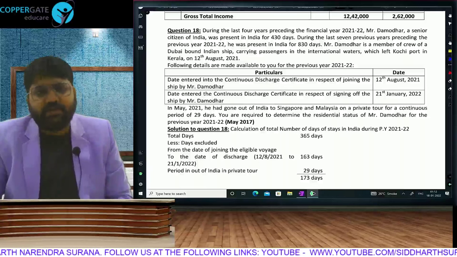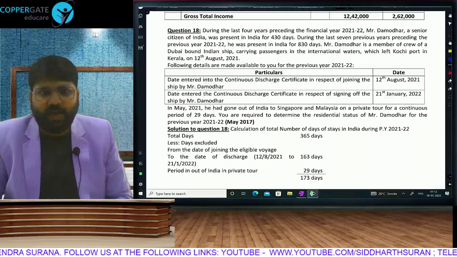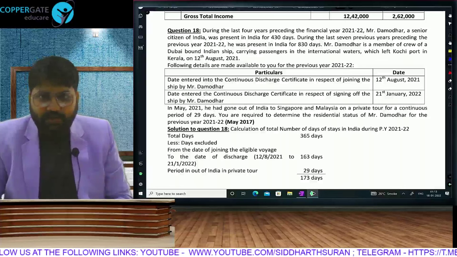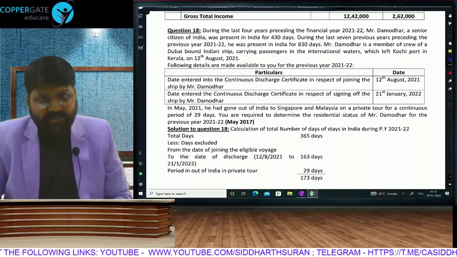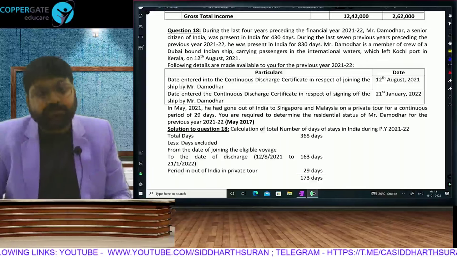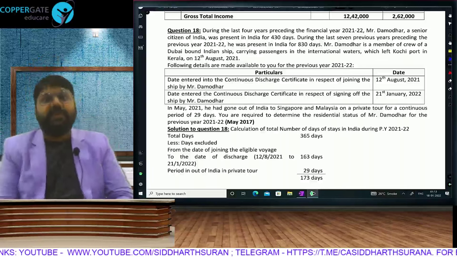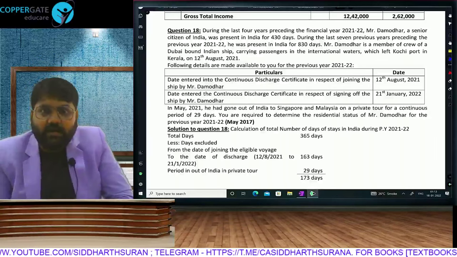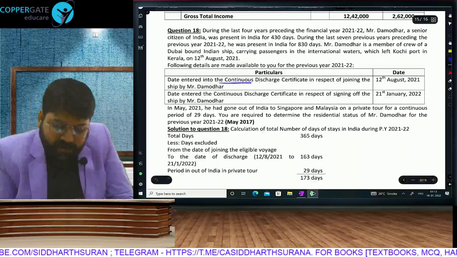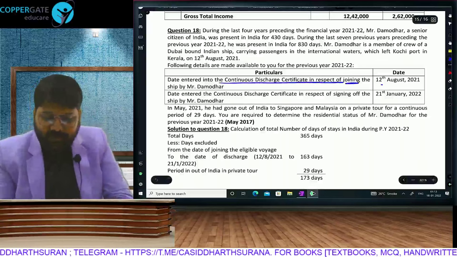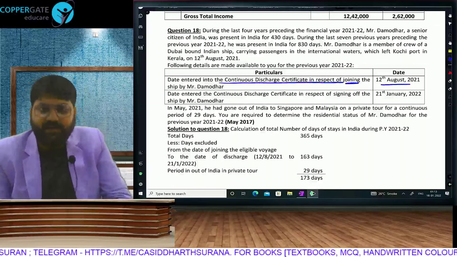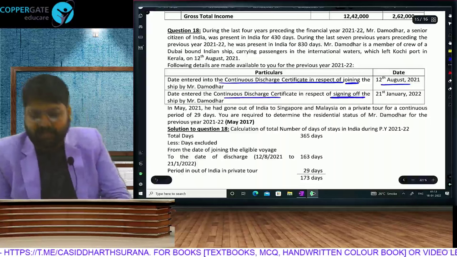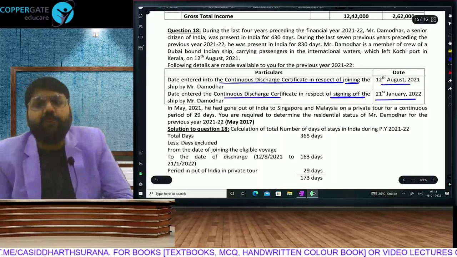So don't be excited just because it is Kochi port and it is from Kerala. Focus. He is an employee, a crew member in a ship. The ship is leaving on 12th. That means, can I say he is leaving along with the ship? It is possible that the ship can come back early, but he is serving a CDC. CDC period means for that much time, you will not get any holiday. The date entered into the CDC in respect of joining the ship is 12th August. Can I say that is also the start date of our journey, 12th August? And the date in the CDC in respect of signing off, that means leaving the ship, is 21st January 2022.